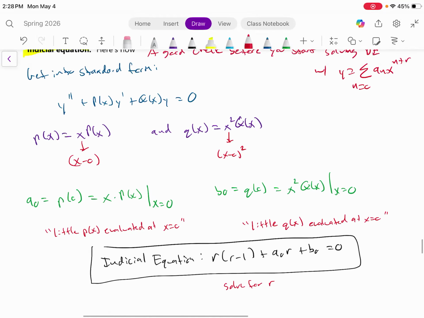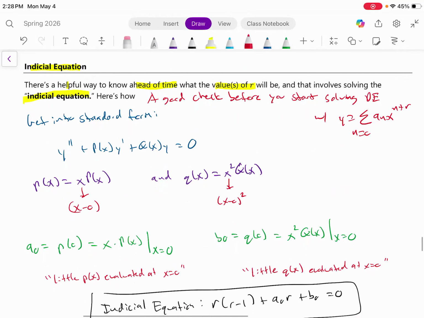Like I was saying, you sometimes want to check it before you start solving the differential equation, so that while you're in the process of solving it with your power series, you verify that you got the right roots, that you're on the right track and there are no mistakes. So let's go ahead and try with examples.